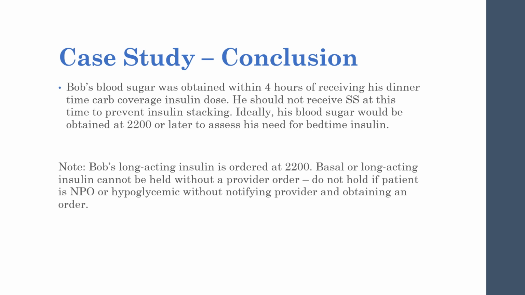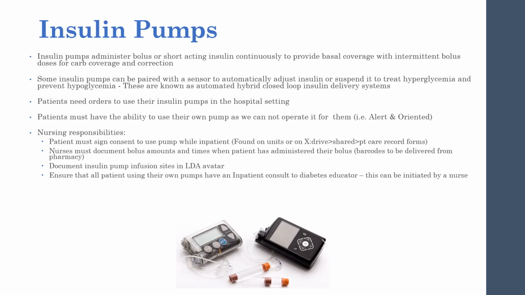Now we will review insulin pumps. Insulin pumps administer bolus or short-acting insulin continuously to provide basal coverage with intermittent bolus doses for carb coverage and correction. Some insulin pumps can be paired with a sensor to automatically adjust insulin or suspend it to treat hyperglycemia and prevent hypoglycemia. These are known as automated hybrid closed-loop insulin delivery systems.